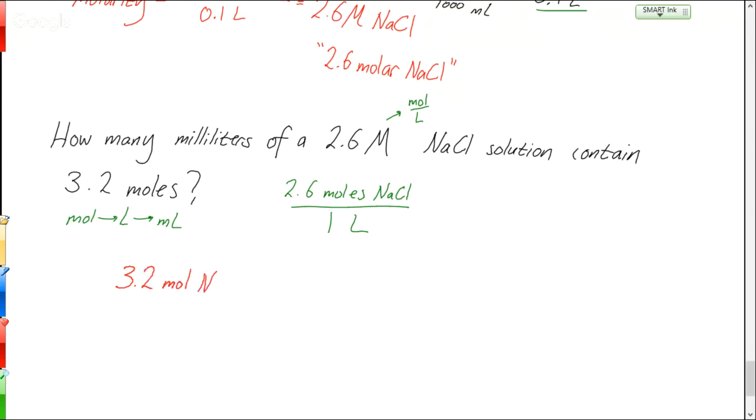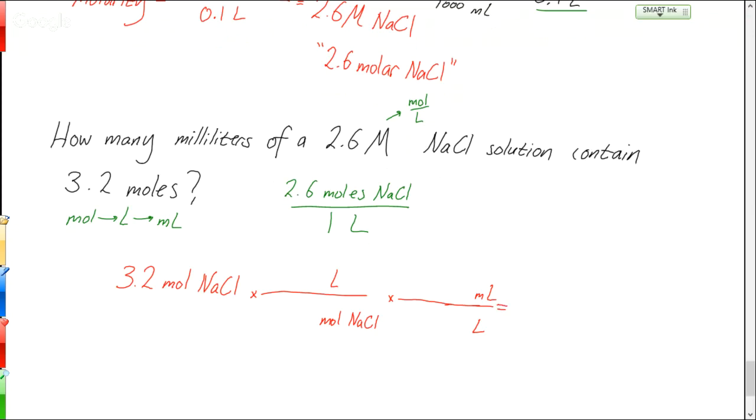So we want 3.2 moles of NaCl. We're going to multiply that by a factor that relates moles of NaCl and liters of solution, and then convert that to milliliters by going from liters to milliliters. So that's a standard conversion type problem.